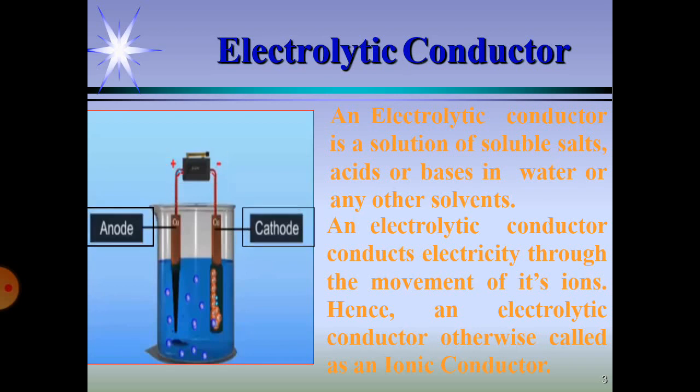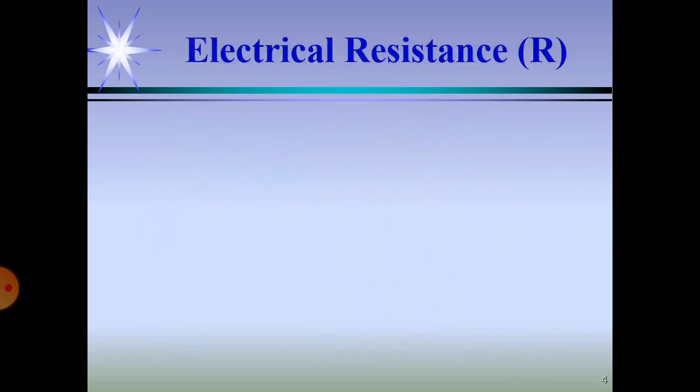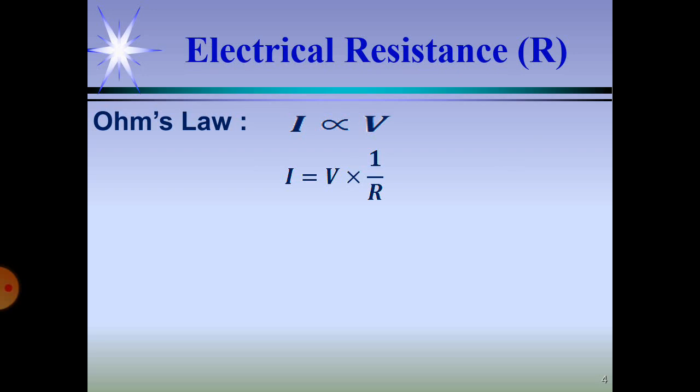As the ions are heavy, the conducting power of the electrolytic conductors is less compared to the metallic conductor, but we may increase the conductivity by raising the temperature. According to Ohm's law, if the temperature remains constant, then I is directly proportional to V. To replace the proportionality, we introduce a constant 1 by R. So I is equal to V into 1 by R, that means I is equal to V by R.